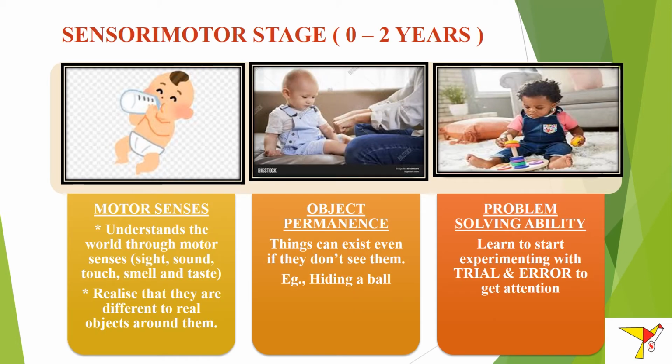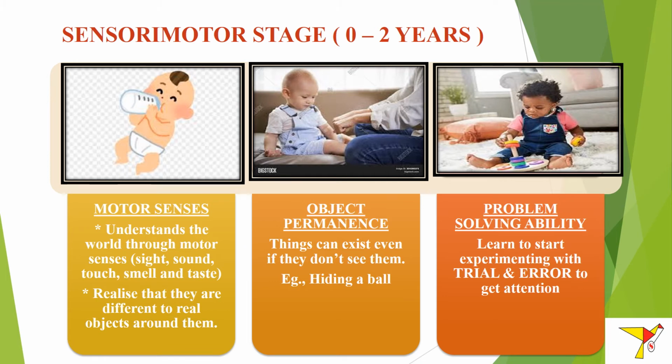First stage is the sensory motor stage, 0 to 2 years. In this stage, motor senses like sight, sound, touch, smell and taste start developing. Infants understand the world through these motor senses. They also realize that they are different from the objects around them. They start learning that things can exist even if they don't see them. This we call object permanence.